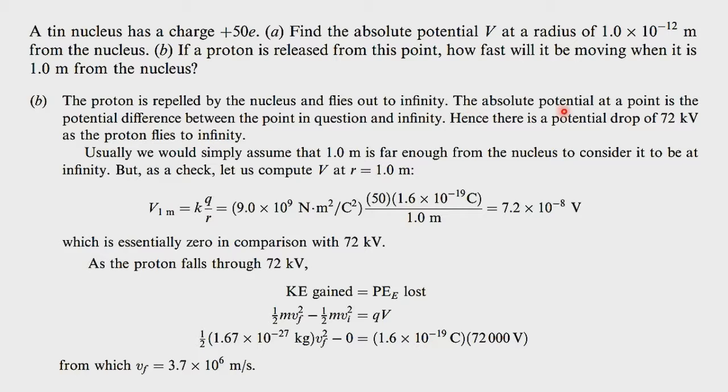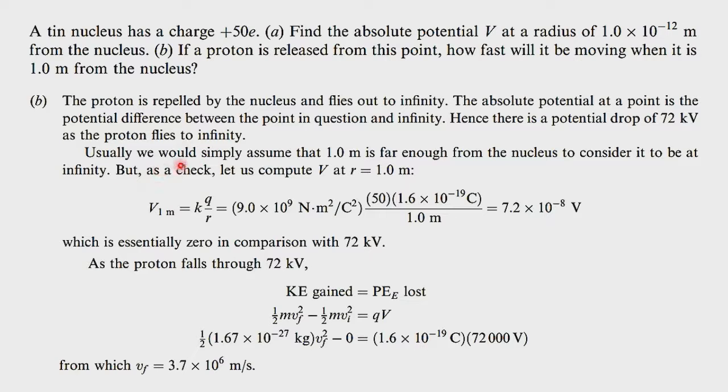So the absolute potential at a point is the potential difference between the point in question and infinity. So this is what we are going to solve. What will be the absolute potential from that point to infinity? But we have to remember that earlier, when we were solving for the proton within the nucleus, we were able to generate 72 kilovolts. From there, our proton will be moving from that nucleus to infinity.